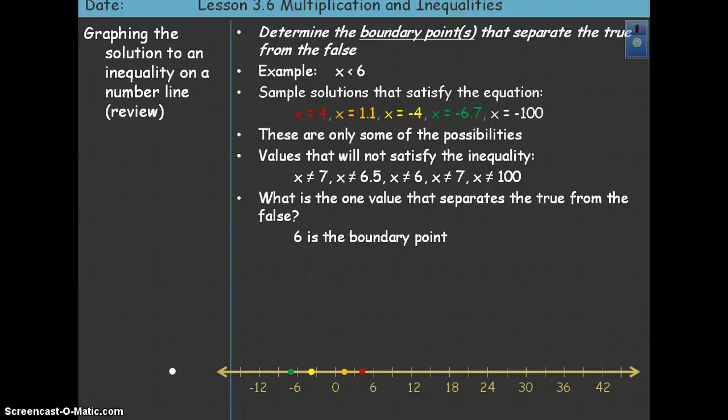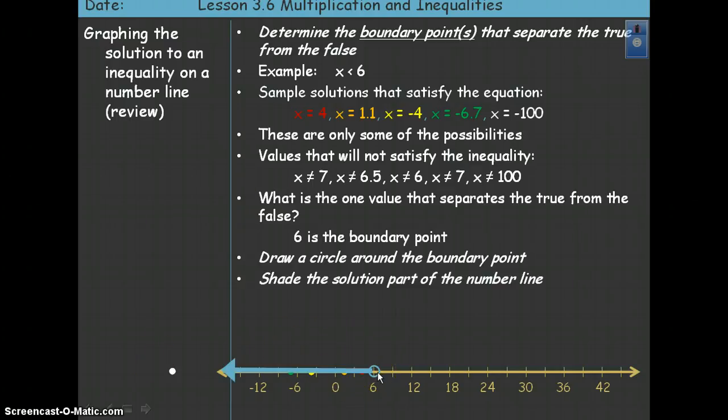If we're going to graph an inequality on a number line, the steps are pretty basic. Draw a circle around the boundary point. In this case, it is a 6. Shade the solution part of the number line. All of our solutions are going to be to the left of the 6 on the number line. We always need to determine if the circle should be included or if it should be left kind of as a force field just around the 6. In this case, it is not a valid solution. If I were to enter a 6 in for x, it would make a false statement.